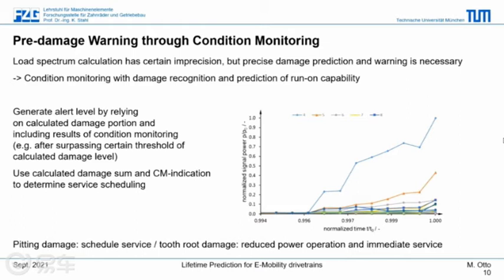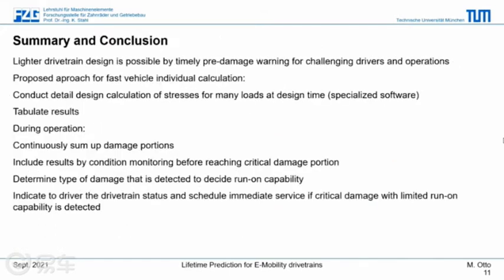So, knowing the damage type that is developing, we could separate it, for example, and evaluate a developing pitting damage, then normal schedule of service would be sufficient. But if we indicate, for example, a root damage, the risk of a total drivetrain breakdown, we maybe need to rely on a reduced power operation and immediate service scheduling.